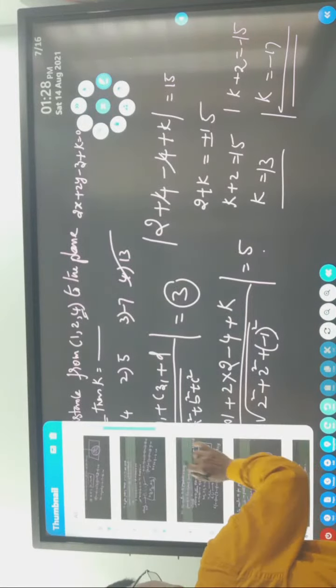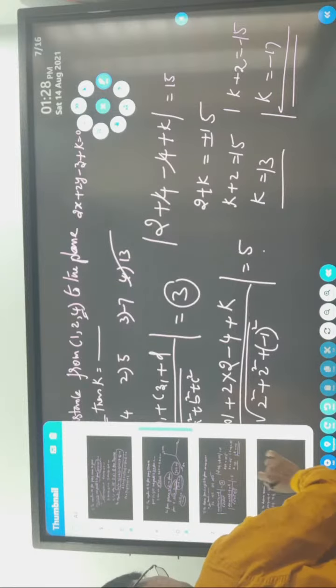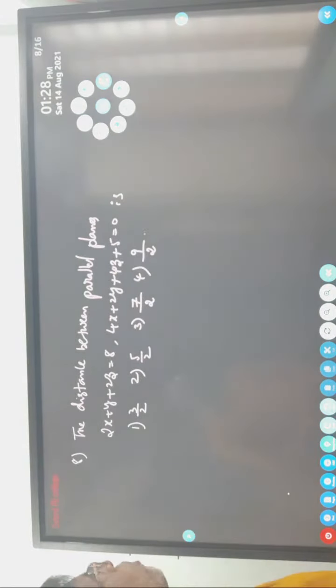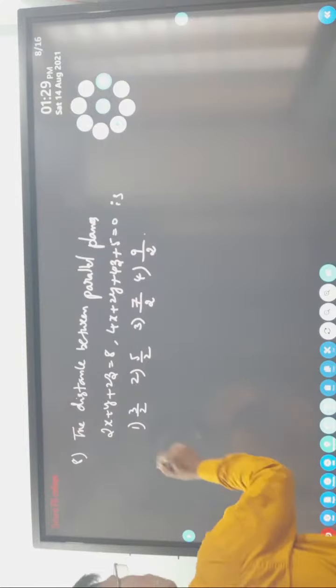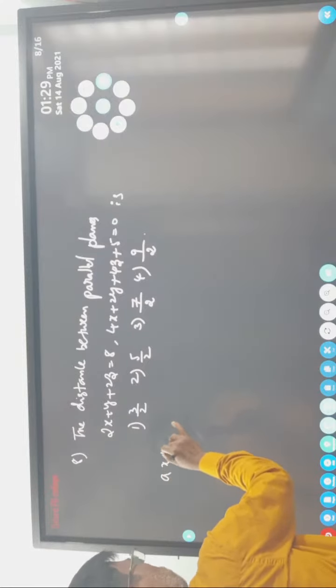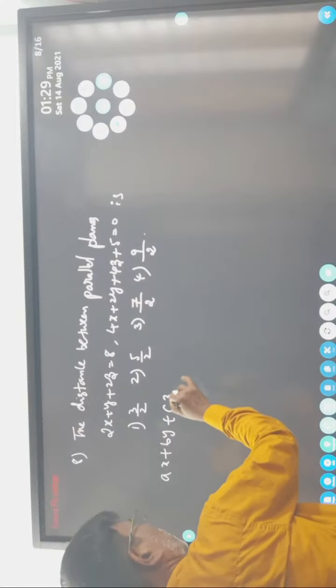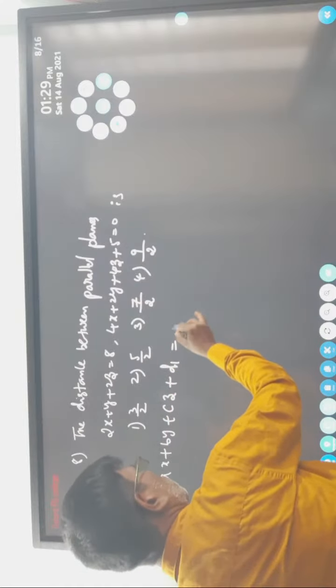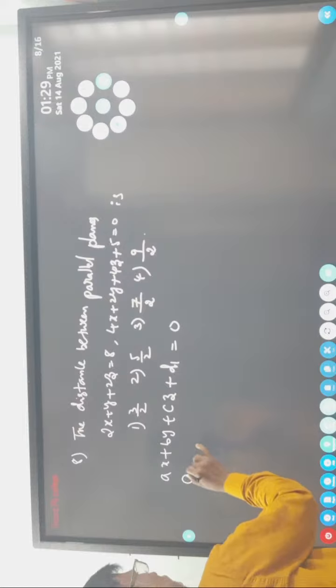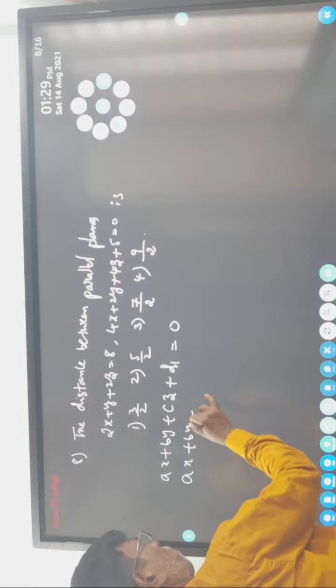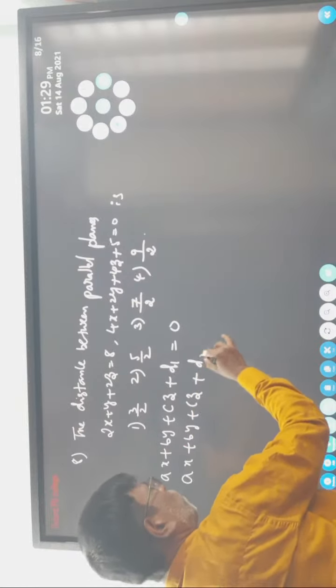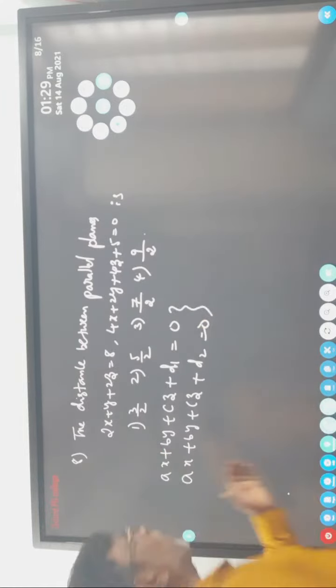Right, that is the distance between parallel lines, parallel planes given. Remember that. Suppose ax plus by plus cz plus d1, this is one plane. Again the same, ax plus by plus cz plus d2. Then they are said to be parallel planes.